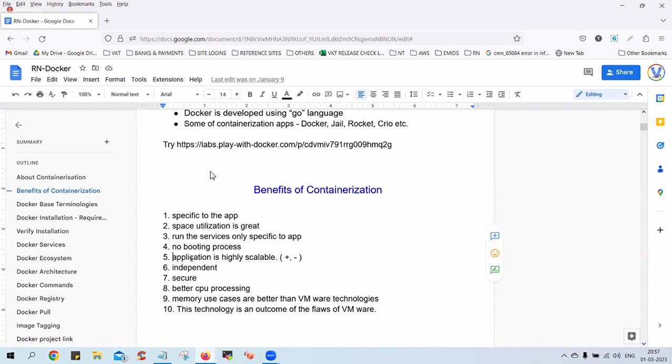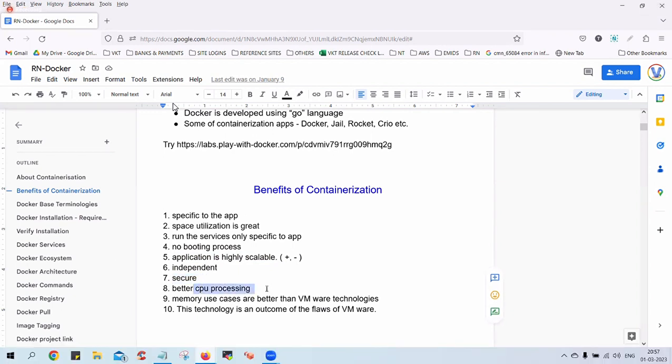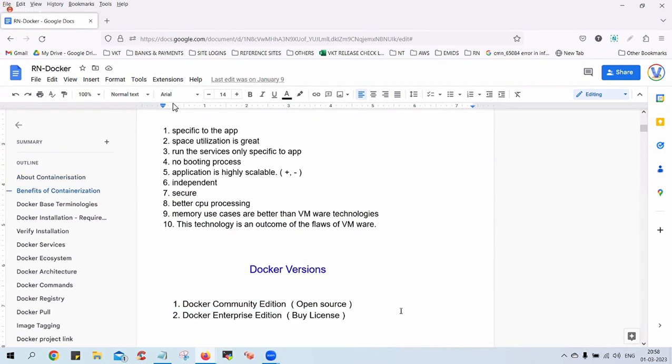And these applications are highly scalable. On demand, you can scale it up. Let's say there is no demand, we can scale down. So scale up and scale down are super easy. And these operate entirely independently, and are secure. Interestingly, it is more secure than your web server, as I already told you, and it has better CPU utilization. And memory use cases are found to be far better than hosting on VMware. And this technology, in fact, is an outcome of VMware technology.